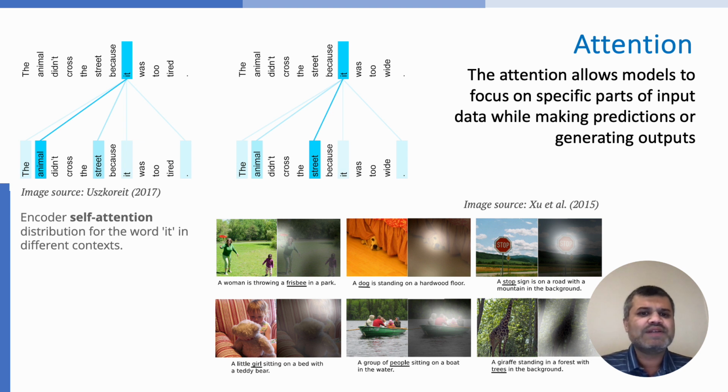Attention is not a concept only in language models. For example, in the bottom example, when the model outputs frisbee, in this case, in captioning, it focuses on the area of the image that contains the frisbee. Similarly for dog and other things also. So it's a very broad concept and it's widely used in LLMs.